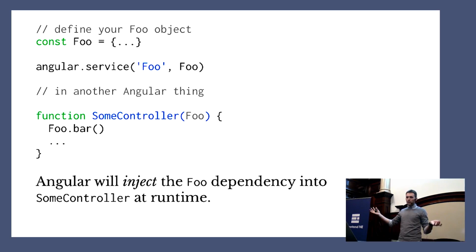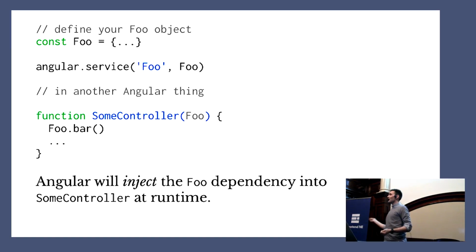Then somewhere else, in another part of your app, magically, you could define a controller or some function here, and just call the argument to it foo. And then Angular can tell that when you say foo here, you want this foo over here, and it injects it in as a dependency to that function. So then I could call foo.bar or foo.whatever. This is interesting. It's really cool.